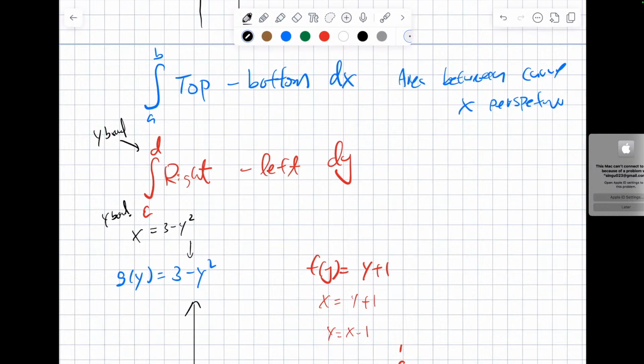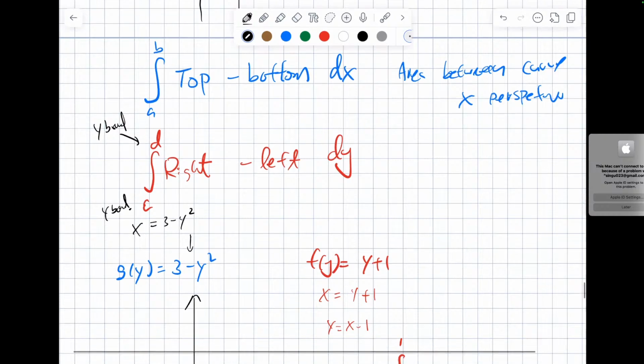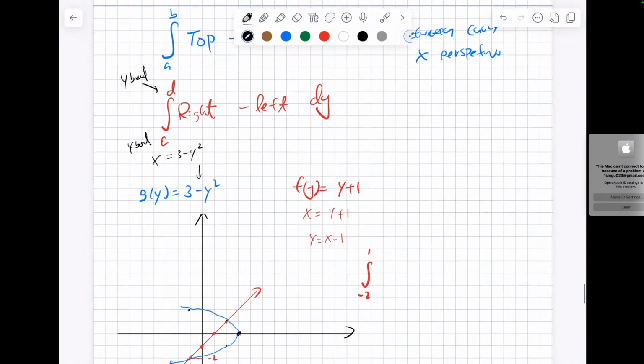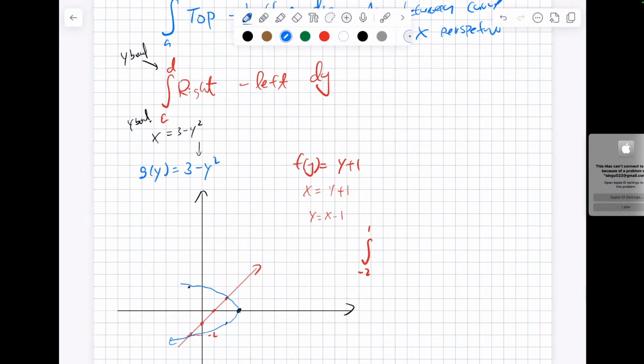Is that okay so far? And then you're going to say, what do I type in the calculator? You type in the same thing as before, just in terms of x. So which one is the right function, the blue or the red? The blue one, so it'll be 3 minus y squared, minus the left function, which is what? And that's it. You're still going to get 9/2 because that's the same graph, different orientation. You realize this graph and the graph before are the same graph.